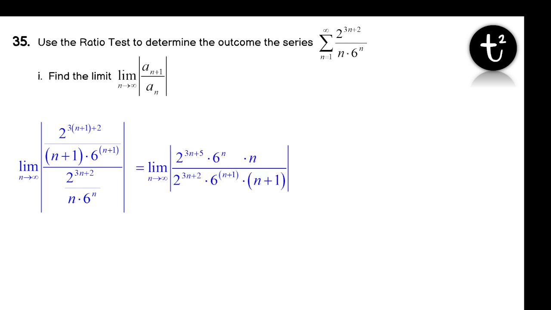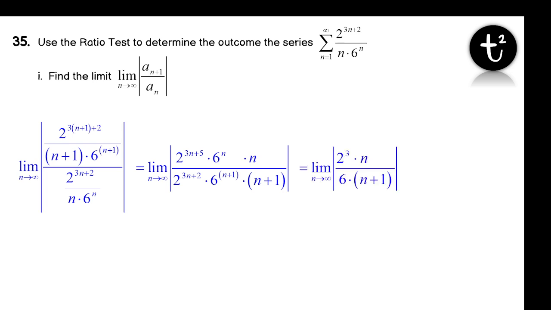I'm going to flip and multiply, and as I do, I'm also going to clean up a few things. Be very careful when you distribute 3 times n plus 1 plus 2. Make sure that you distribute that 3 properly. So if distributed correctly, we're going to get 2 raised to the power 3n plus 5 divided by 2 raised to the power 3n plus 2. We also have 6 to the n over 6 to the n plus 1 times n over n plus 1. As I flipped and multiplied, I also rearranged so that I would get like terms together, and this is going to allow me to clean up a little bit easier.